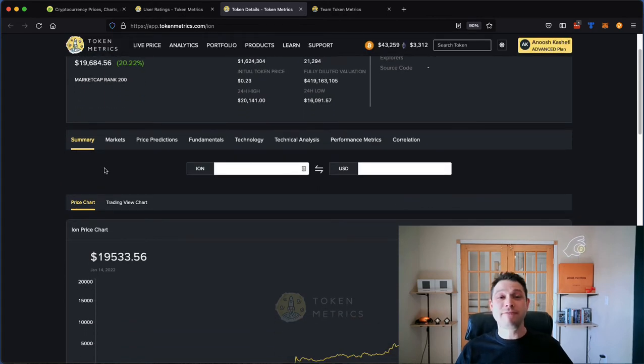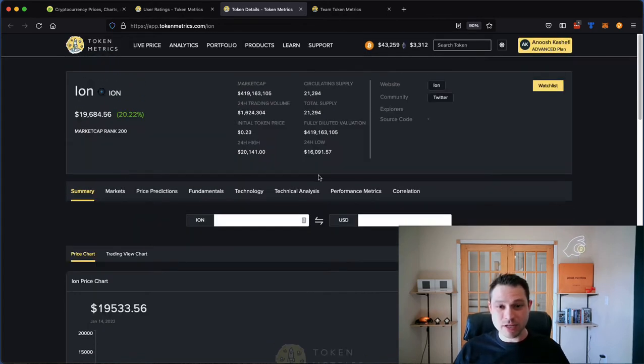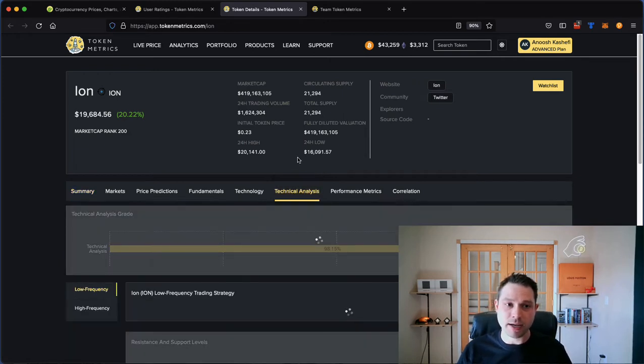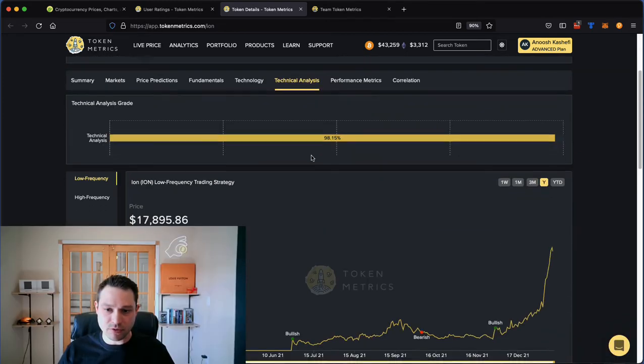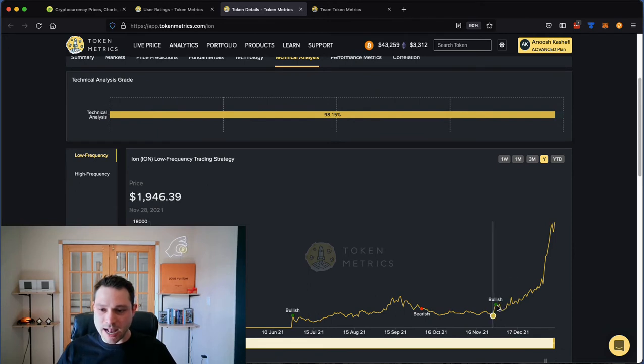But one of my favorite features of Token Metrics overall is under this technical analysis tab, and I'm going to show you why, okay? So what you can see if you scroll down, look at this AI, guys. Look at this. It said bullish right here, and boom, look at it take off, okay? It said bullish here. Yep, there was a dip, but it slowly moved up.